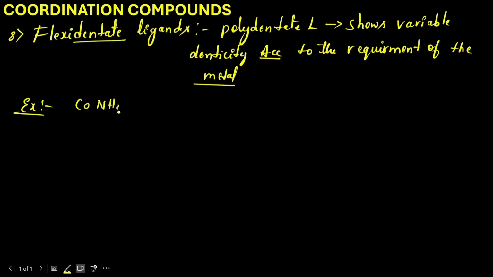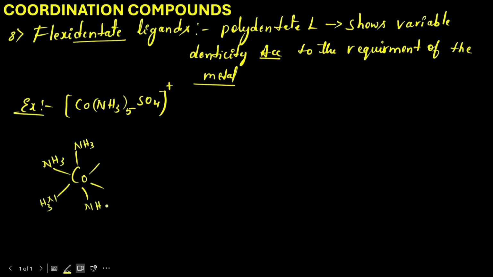Co(NH3)5SO4, okay, this is the coordination compound which has a positive charge. If you write the structure of this coordination compound, Co is coordinated to 6 ligands, right? That is 5 NH3 ligands, here NH3, here also NH3, and here NH3, and one SO4 ligand, that is OSO3. This is the structure of the coordination compound.